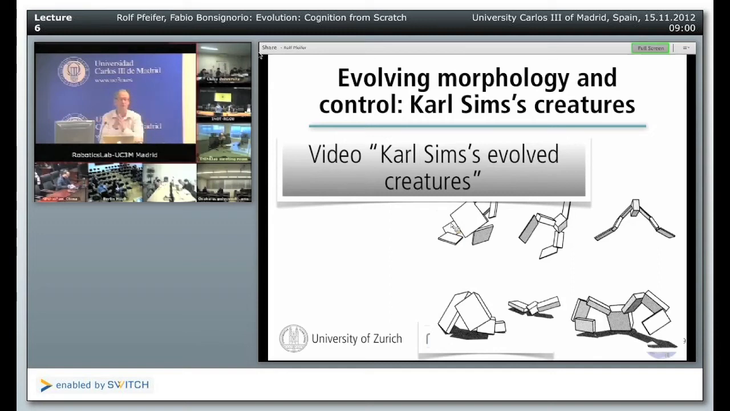Yeah, velocity, distance traveled, exactly. And then the nice thing about this is that's the only thing you need to tell to the system, to the evolutionary system, the fitness function, and then it will figure out everything by itself. Okay, now how did he do it?